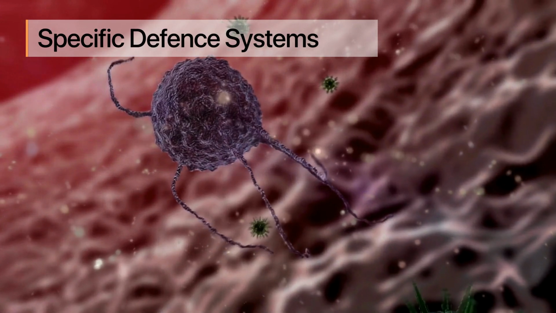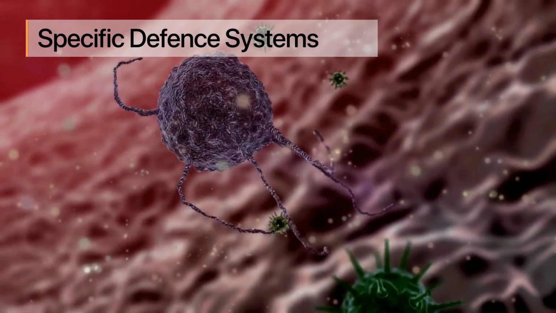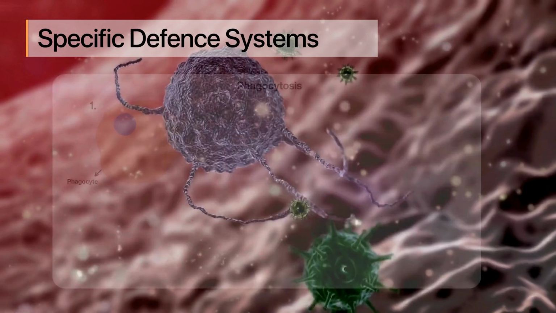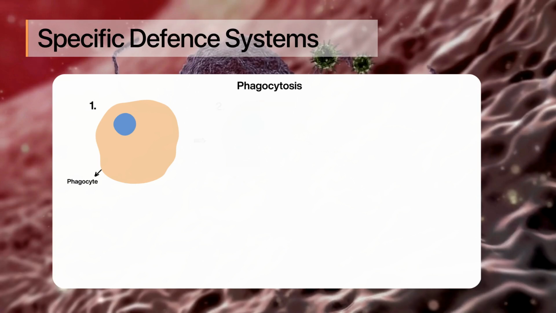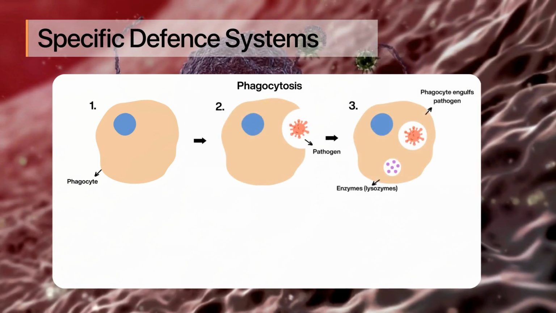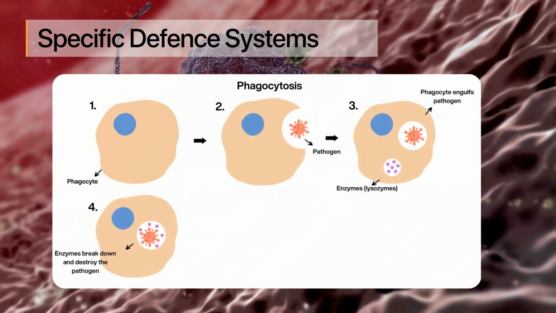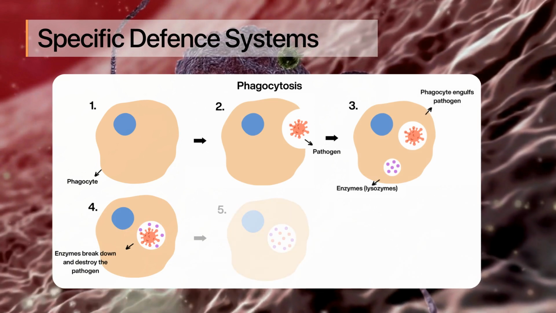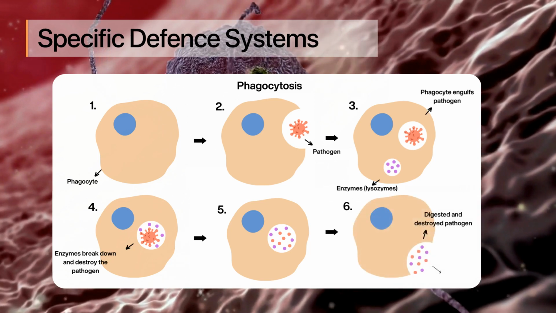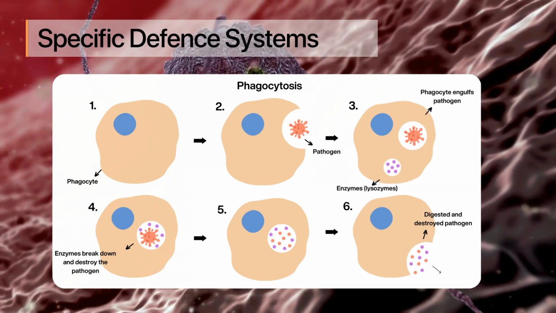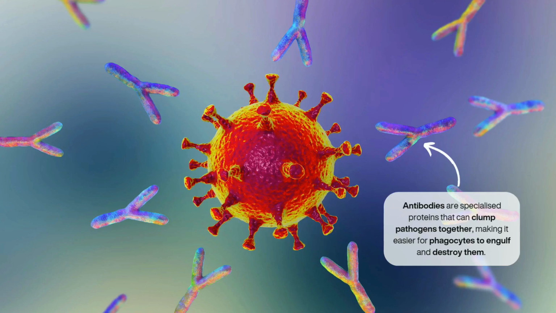Phagocytes are a type of white blood cell that engulfs and digests pathogens in a process known as phagocytosis. During phagocytosis, the phagocyte surrounds the pathogen and absorbs it. Enzymes within the phagocyte can then break down and destroy the isolated pathogen. The digested and destroyed pathogen can then be expelled. Further immune assistance comes from antibodies, which are specialized proteins that can clump pathogens together, thus making it easier for the phagocytes to engulf and destroy them.